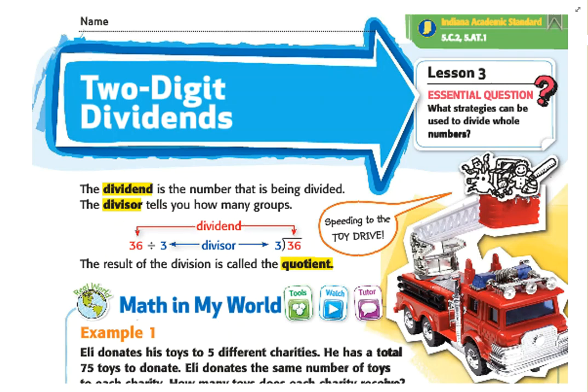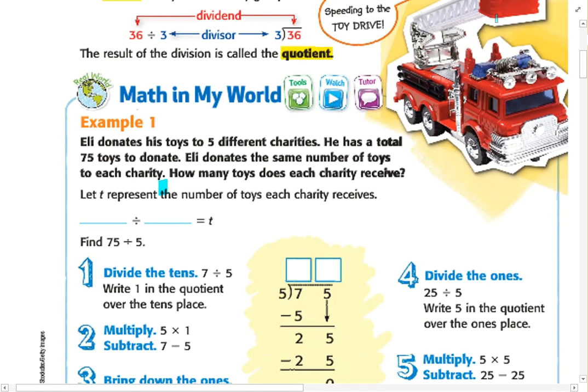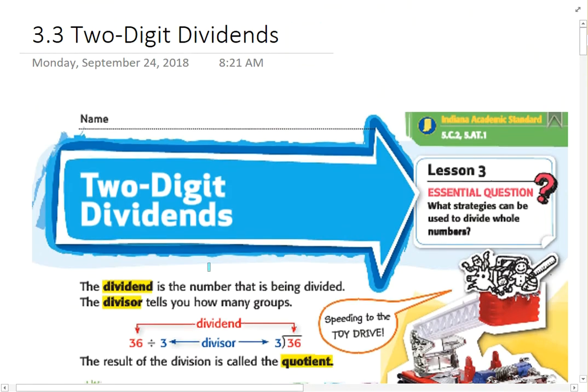Lesson 3.3, we are going to be talking about two-digit dividends. Actually, let's break down what those words are. A dividend is the number that is being divided. That's a very important thing to be able to identify, the difference between dividend and the other terms. So a dividend is a number that is being divided.